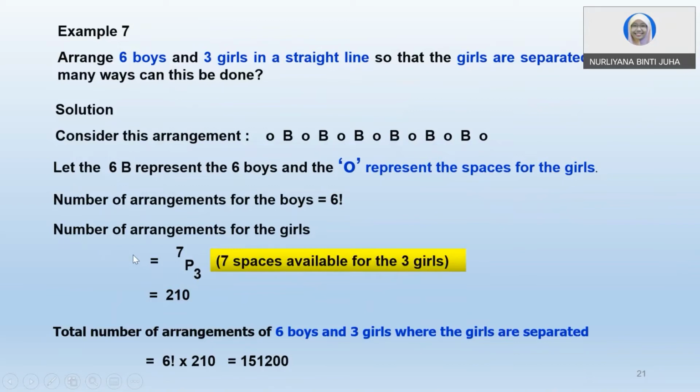Okay. So the total number of arrangements of 6 boys and 3 girls where the girls are separated adalah 6 factorial, yang tadi yang boys, multiplied with the girls. The one you get just now, multiplied with 210. So the answer is this one. Okay.